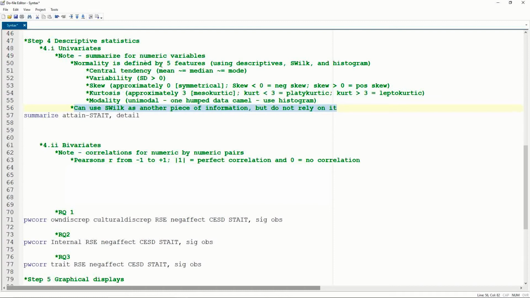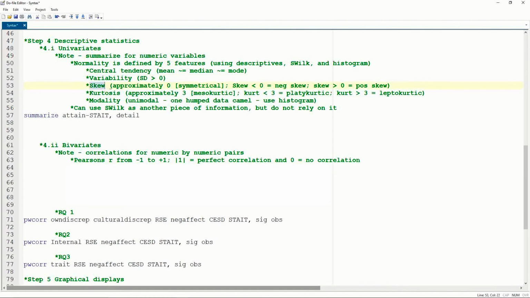So normality has 5 features. The first is central tendency, and with central tendency we want the mean to be approximately the same as the median and approximately the same as the mode. We want our variability, so we want our standard deviations to be greater than 0, generally speaking.